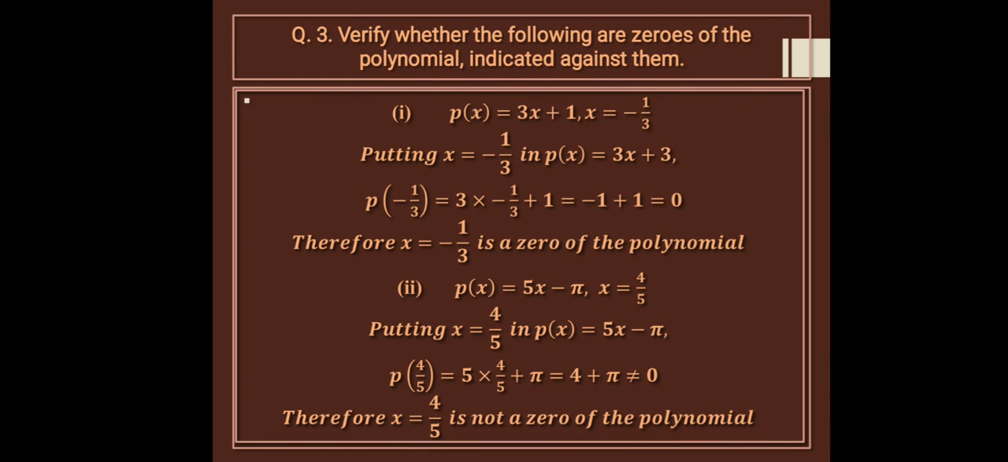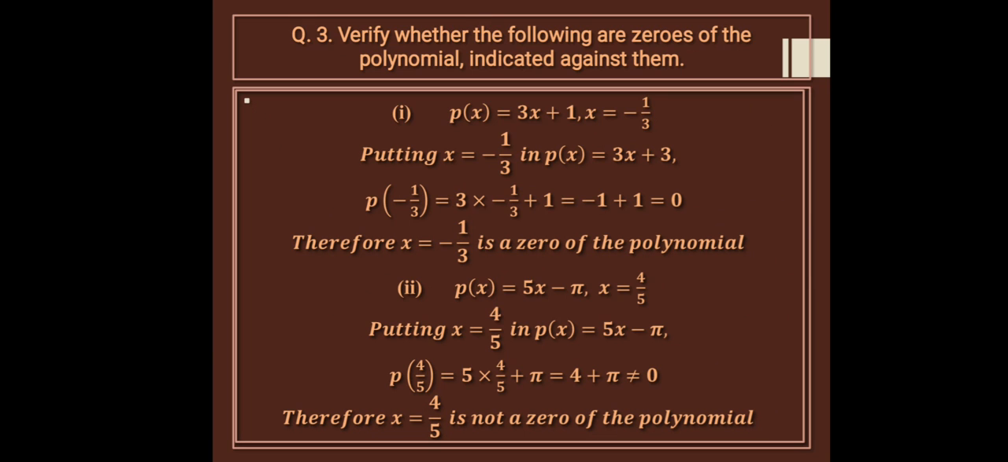Then in the third question, verify whether the following are zeros of the polynomial and indicate against them. It means the polynomial p(x) is 3x plus 1 and the value of x equal to minus 1 upon 3. Is it a zero of the polynomial or not? So here also again we need to put the value of x equal to minus 1 upon 3. 3 into minus 1 upon 3 equal to minus 1, plus 1 equal to 0. So this is a zero of the polynomial.